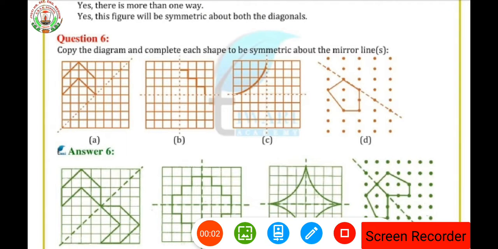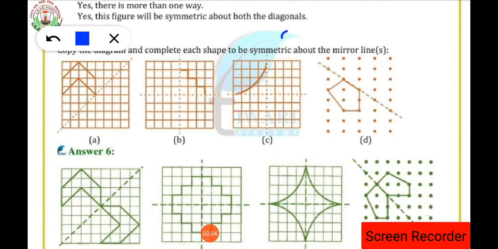Good morning to everyone. Today we are going to see exercise 14.1 question number 6. In the previous video we had already completed question number 1 to 5. So in this video we are going to see question number 6 from exercise 14.1.